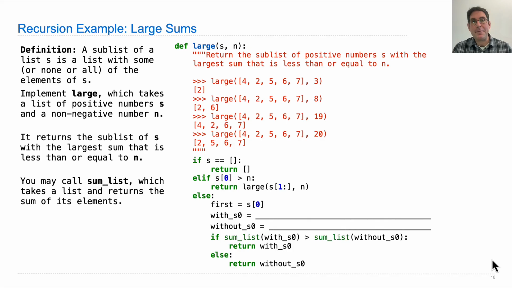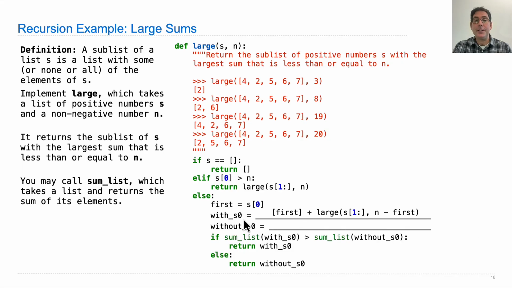Okay, think about it for a minute. I definitely recommend pausing the video to see if you can work out these expressions, which both create lists that are sublists of S and sum to something that's less than or equal to n. And once you do that, compare it with my answer, which I'll show you in 3, 2, 1.